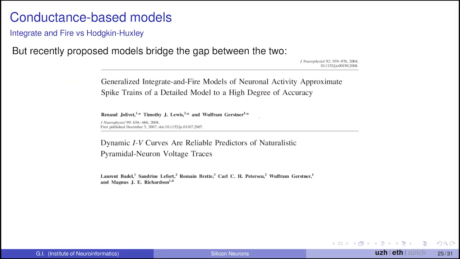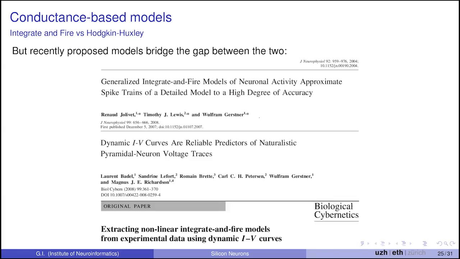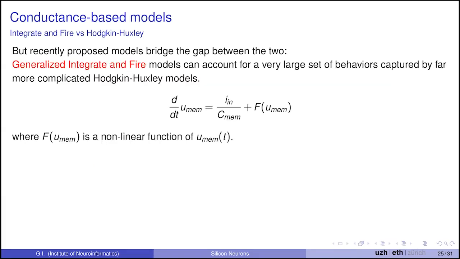And then these were actually shown to be ideal also for predicting real neurons. So these generalized integrate-and-fire neurons became more and more popular and are actually very nice models that allow us to implement optimal circuits. So here, this is the basic description of a generalized integrate-and-fire model.